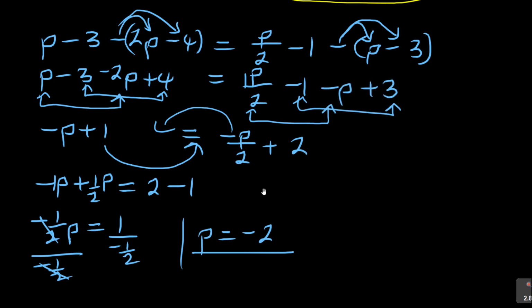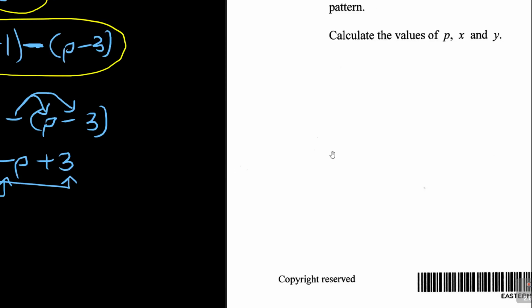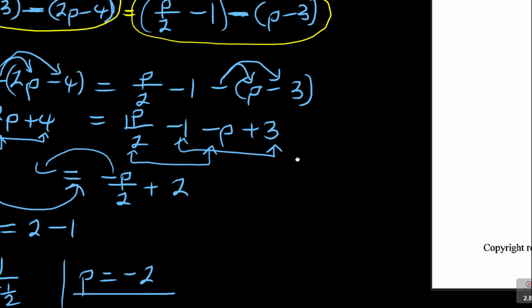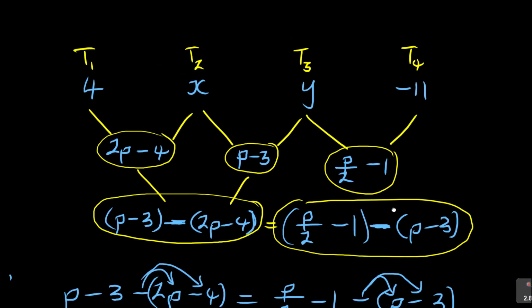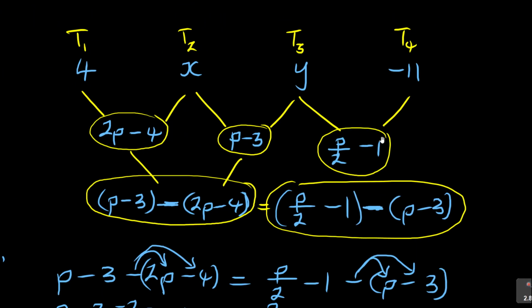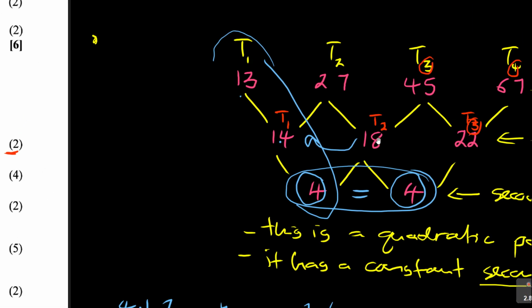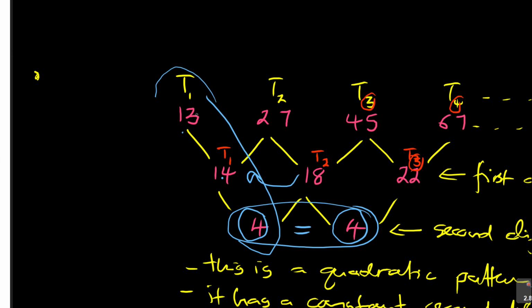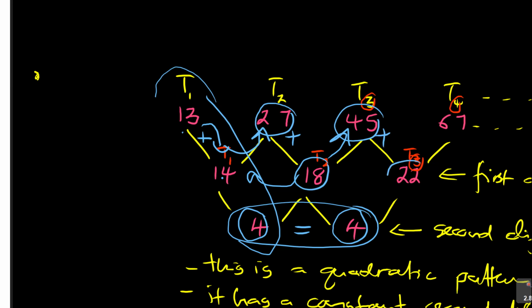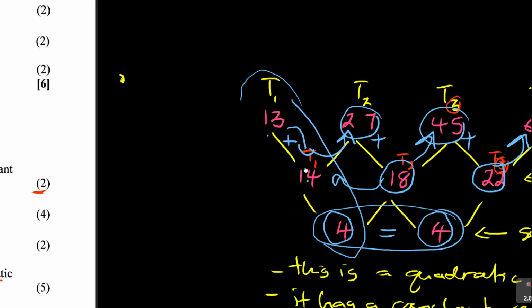Then from here, what does the question ask? The question asks to calculate p, x, and y. I've got p, which is good. Then I can work my way back now. Let's go back here. This is the better sequence. Look at this. If I said 13 plus 14, I got 27. And then 27 plus 18, I got 45. Then 45 plus 22, I got 67. So it's the same thing that I'm going to be doing here.